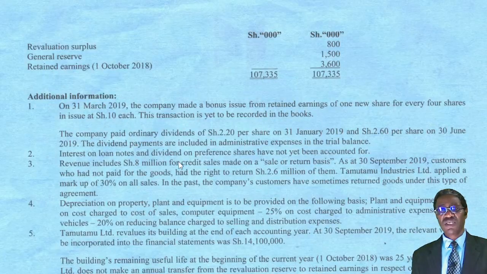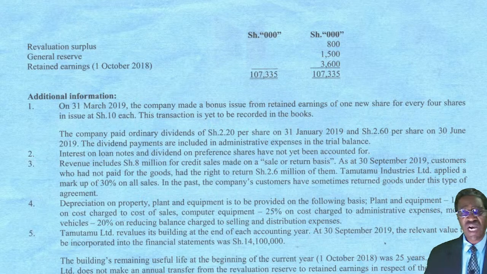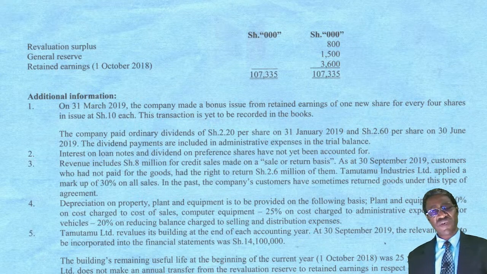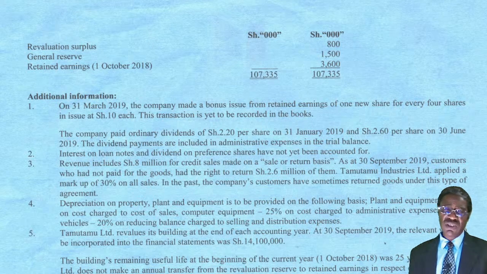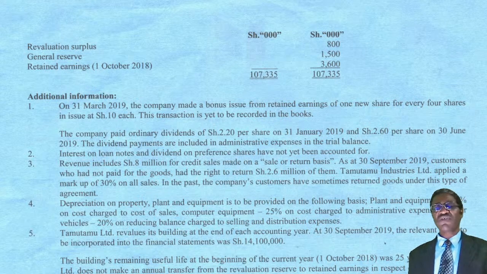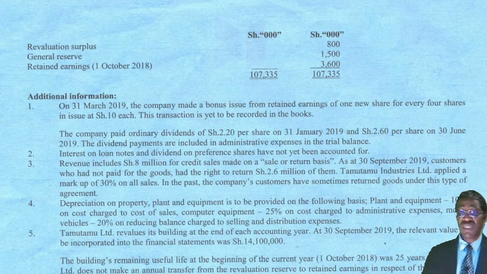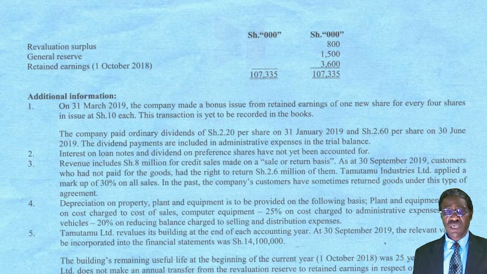Let me roll the question. After that, the trial balance goes on, and it says revaluation reserve or revaluation surplus. You are given general reserve, and you are given retained earnings on 1st October 2018. That's again the beginning balance. Additional information. Number one, on 31st March 2019, that's the end of the year. Is it the end of the year? No. Somewhere in between the year, because our year is ending 30th September 2019.